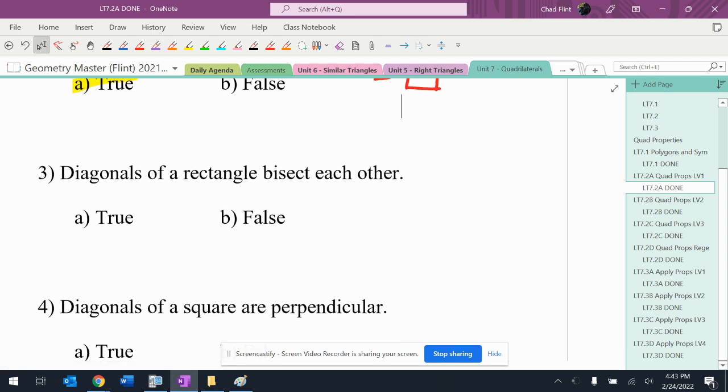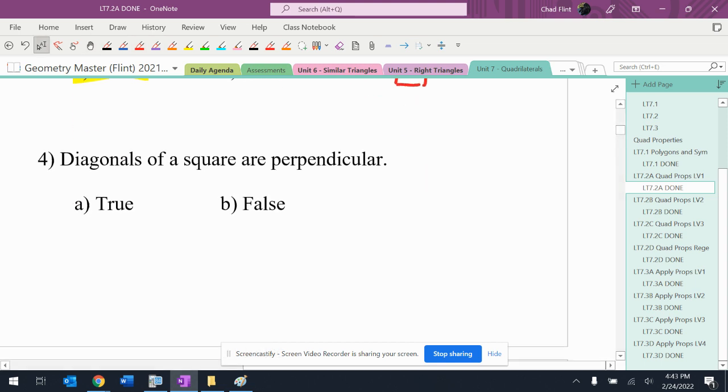Diagonals of a rectangle bisect each other. True, because diagonals bisect each other is a parallelogram property, and a rectangle is underneath a parallelogram on the tree. And then number 4, diagonals of a square are perpendicular. True. A square has basically all properties unless it's like a made-up property. So if it says anything about a square, typically it's true.